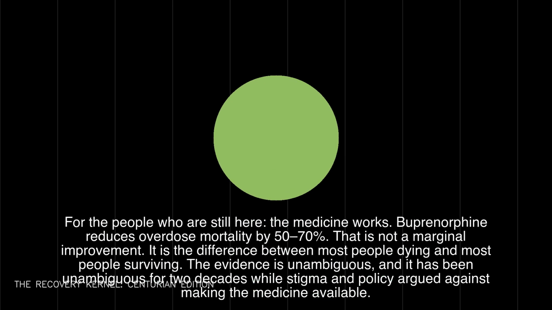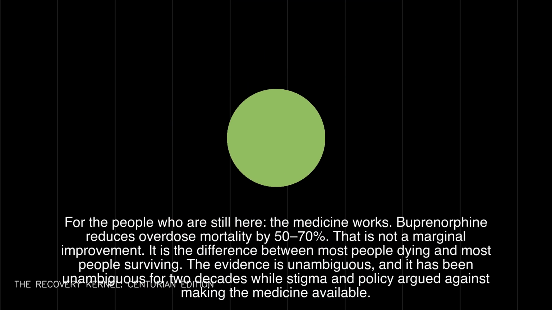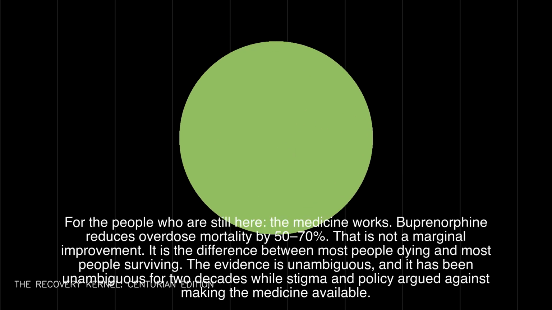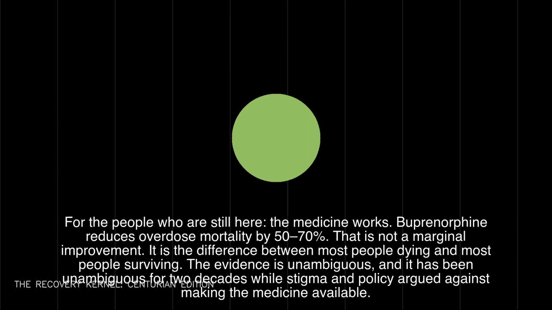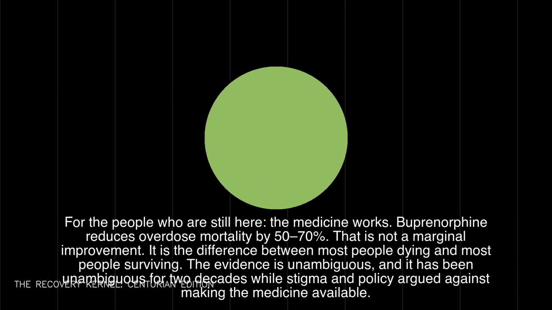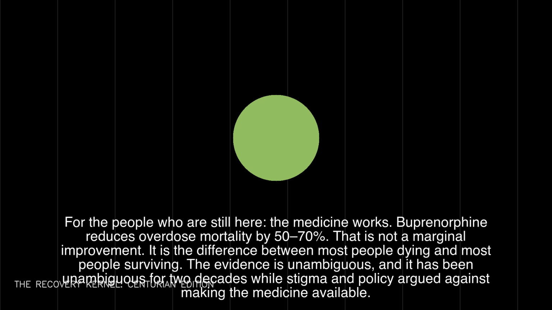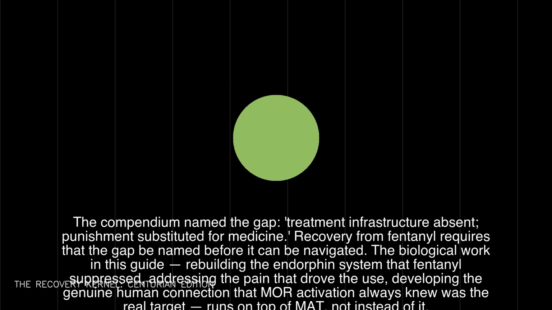Buprenorphine reduces overdose mortality by 50 to 70%. That is not a marginal improvement. It is the difference between most people dying and most people surviving. The evidence is unambiguous, and it has been unambiguous for 2 decades while stigma and policy argued against making the medicine available. The compendium named the gap: treatment infrastructure absent, punishment substituted for medicine.